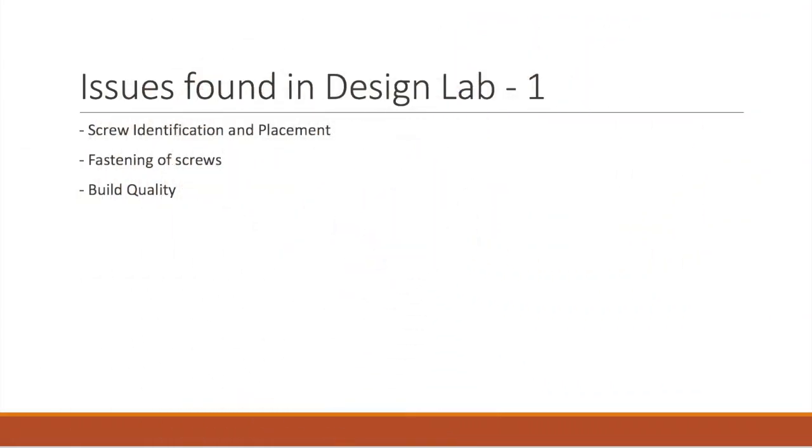After completing Design Lab 1, our group was able to identify 3 key production issues that were weighing down the flow of our assembly line. These issues consisted of screw fastening, identification and placement, as well as the final build quality of the product.